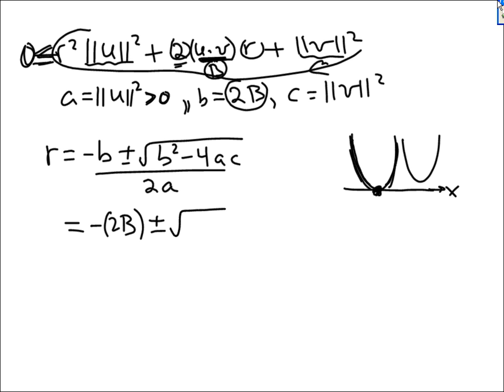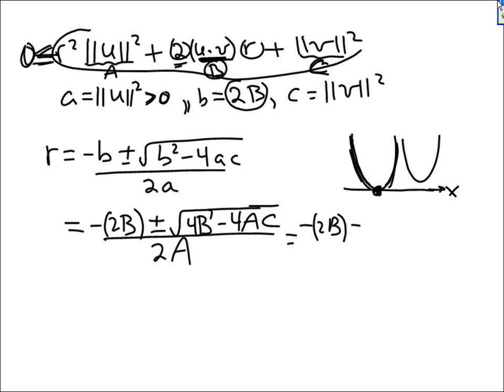Plus or minus. Now I square little b. I square 2b, I get 4b squared, minus 4 times a, and I will call that big A, 4 times big A times big C. And this gets divided by 2 times A. Now, after some algebra, negative 2b plus or minus the square root of 4b squared minus 4ac.